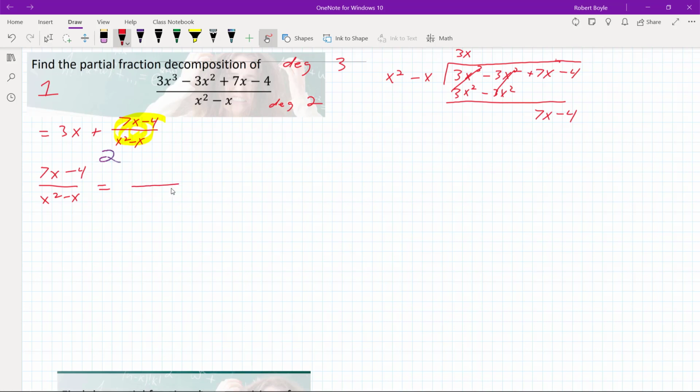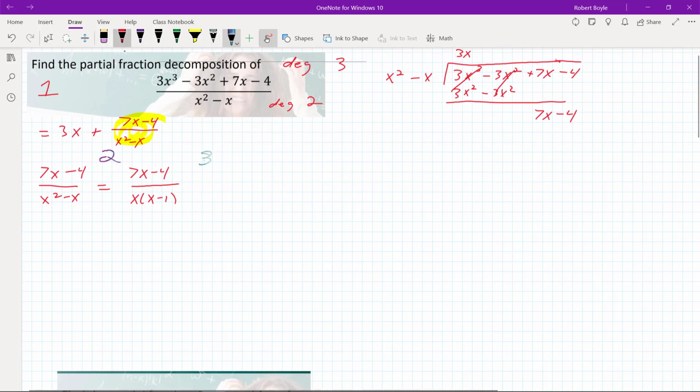Well, the denominator will be factored completely when I factor out an x, and that will give us x times x minus 1, and we will have two linear factors, and that's actually the best you can do. Of course, we're going to bring the numerator over. That's going to be 7x minus 4, and that takes care of step 2. Now, step 3 is to do the expansion, at least for the linear terms.